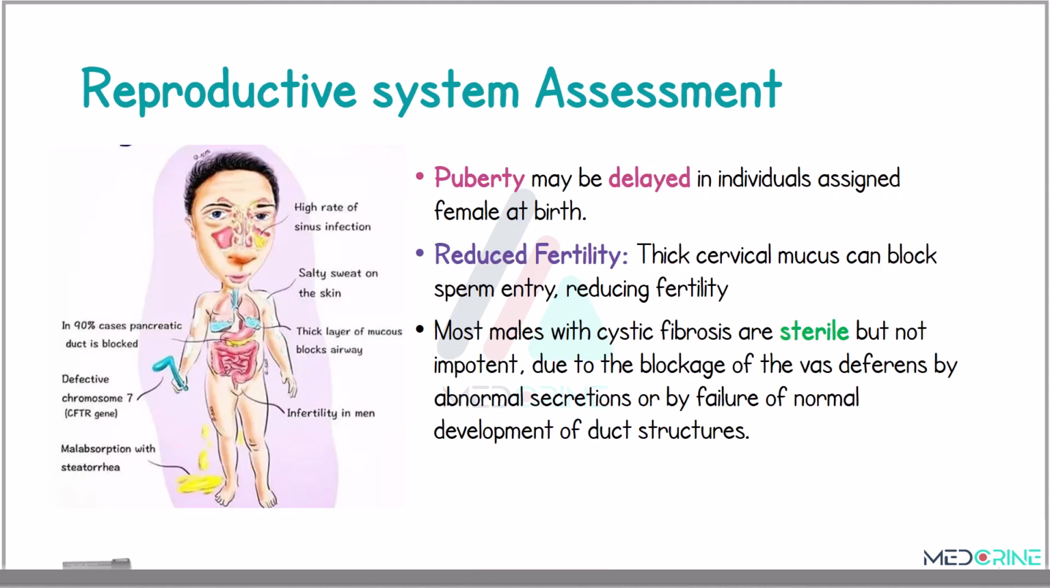Lastly, in the reproductive system assessment, we will find these patients having delayed puberty, reduced fertility due to thick mucus secretion, which can prevent sperm entry, reducing the fertility. And then most males with cystic fibrosis are sterile. They are sterile, but they are not impotent. This is due to the blockage of the vas deferens by abnormal secretions or by failure of normal development of the duct structures.